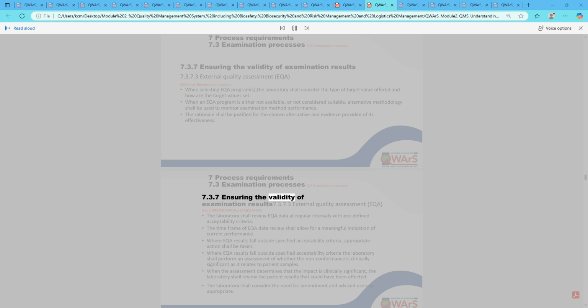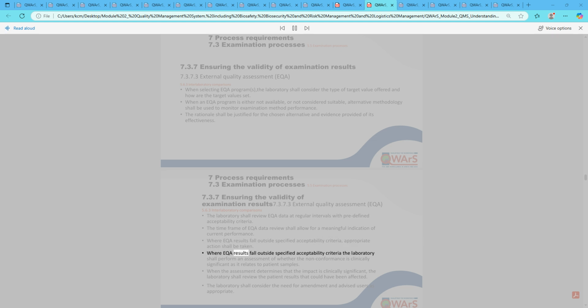7.3.7 Ensuring the validity of examination results, 7.3.7.3 External Quality Assessment, EQA, 5.6.3 Interlaboratory Comparisons. The laboratory shall review EQA data at regular intervals with predefined acceptability criteria. The time frame of EQA data review shall allow for a meaningful indication of current performance. Where EQA results fall outside specified acceptability criteria, appropriate action shall be taken.